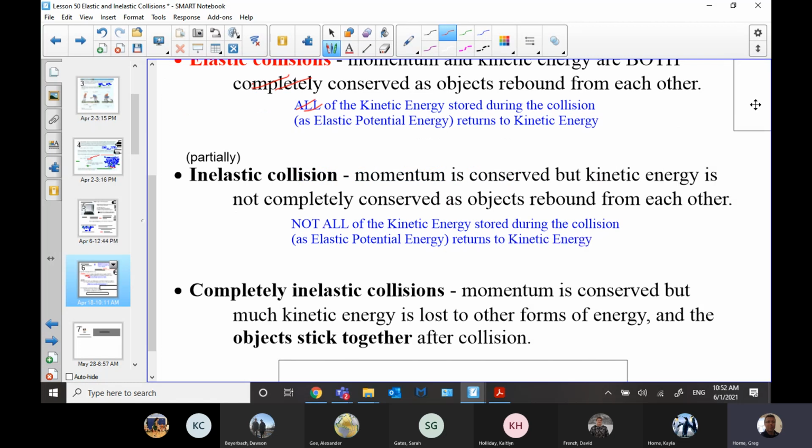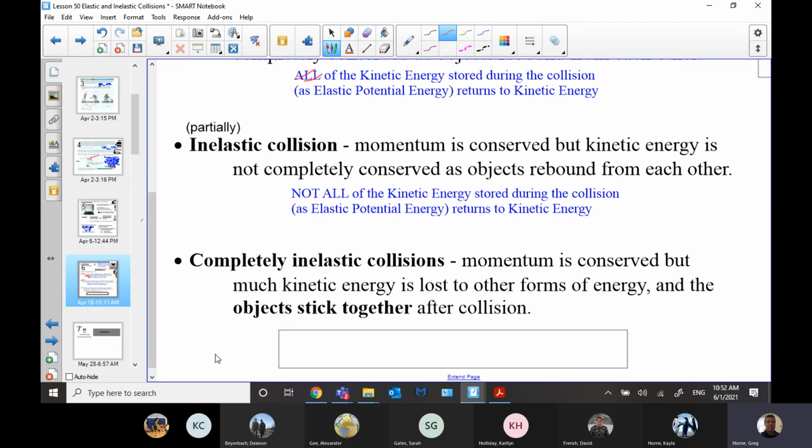And then recently we saw the completely inelastic. So this is sort of officially talking about it. What's happening with energy in that one? So we know momentum is conserved, but much of the kinetic energy is lost to other forms, and they're sticking together. So what would the blue sentence be? Any guesses?